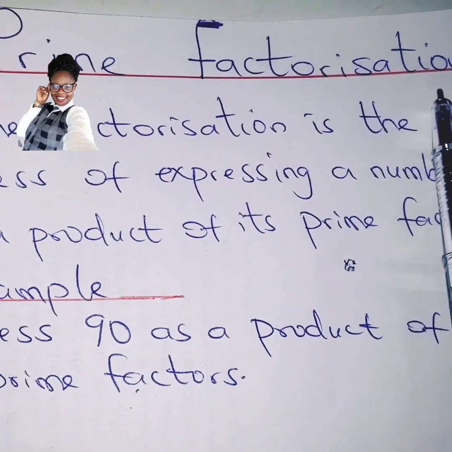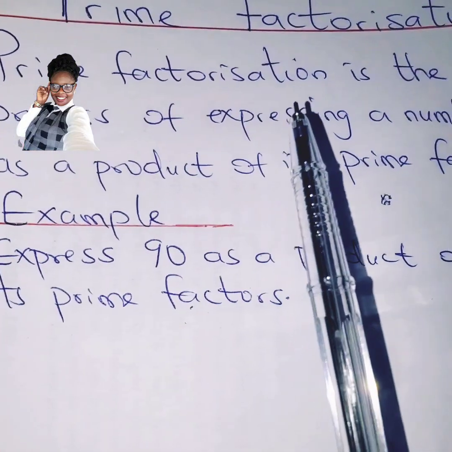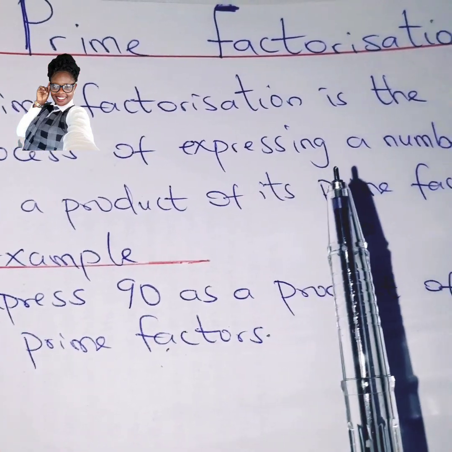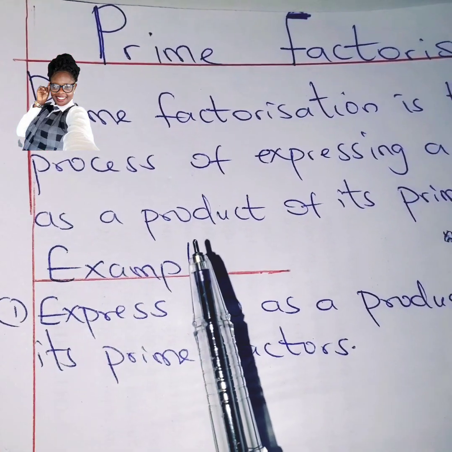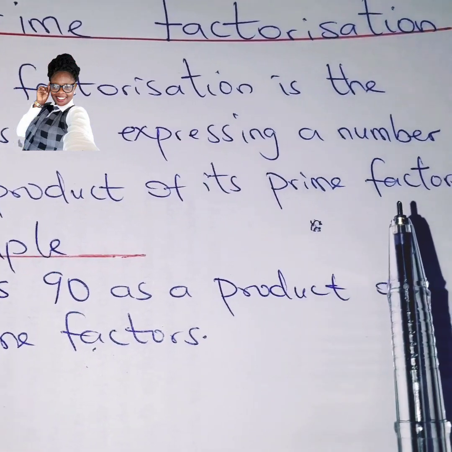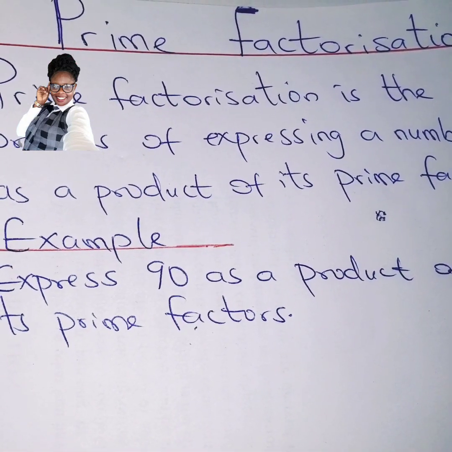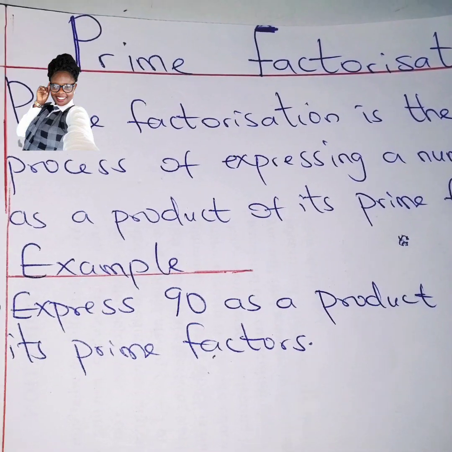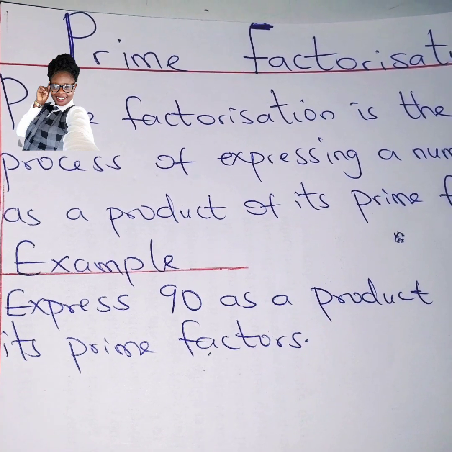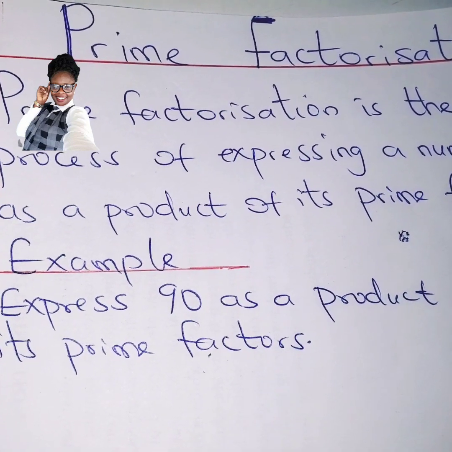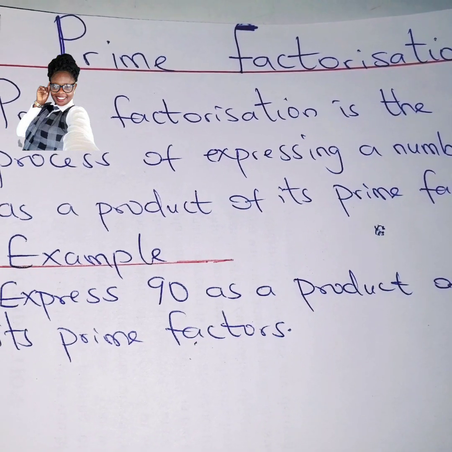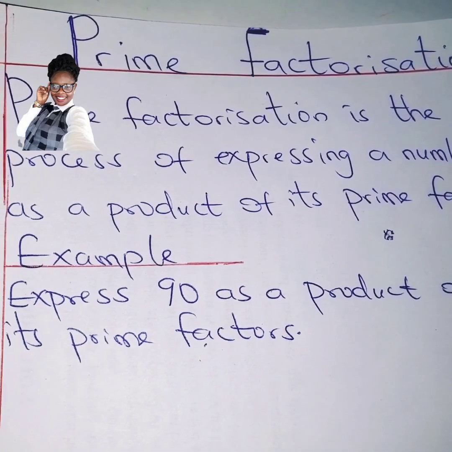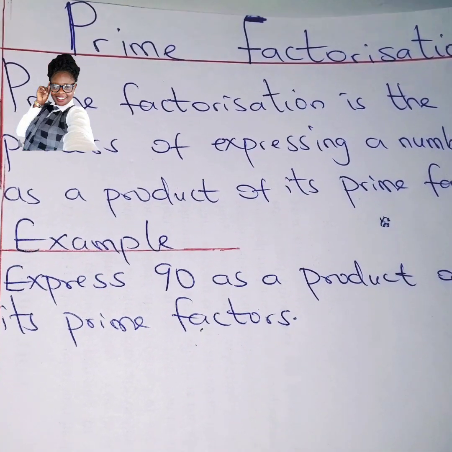Prime factorization is the process of expressing a number as a product of its prime factors. In my previous video, I've explained what prime factors are. The prime factors of a number are factors of such numbers which are prime, while a prime number is a number greater than 1 that is only divisible by itself and 1.